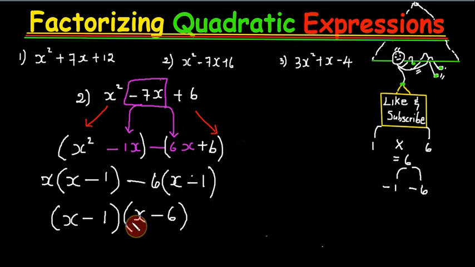But for number 3, the tail is negative 3x squared plus x minus 4. And if you notice, the face is not 1 as in questions 1 and 2. The face is 3. Will the working be the same? Let us find out.